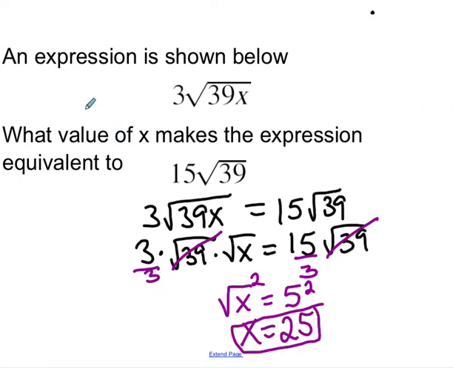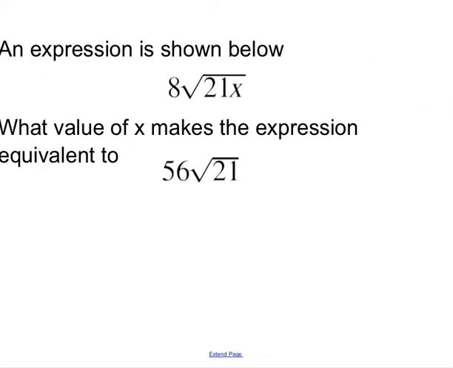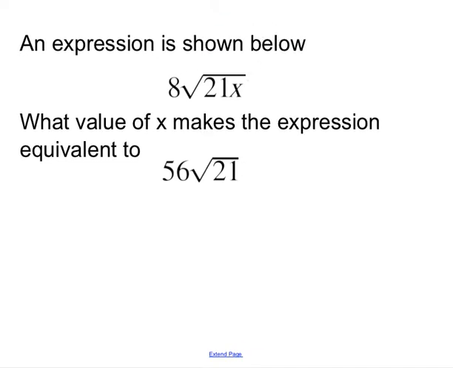So in the next slide, there's another example, just like this. Pause the video here and try it. See if you can figure out what value of x will allow 8 times the square root of 21x to equal 56 times the square root of 21. Pause it, try it, and then I'm going to start working this problem out right now. All right, so we have 8 square root of 21x equals 56 square root of 21.